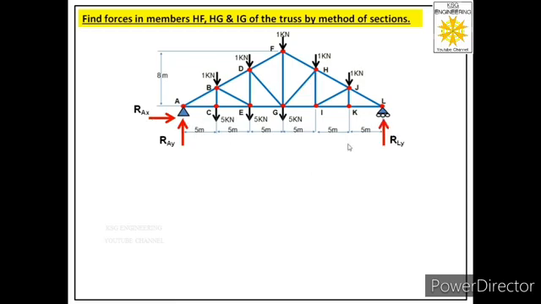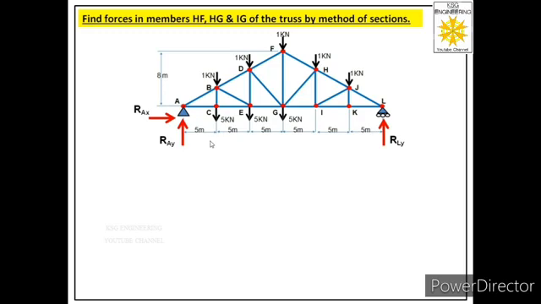Now let us label the reaction at the roller support, and we know the roller support provides only one reaction, that is normal to its surface, and for this reaction we have assumed its direction in the upward direction. Let us call this RLY, that is reaction at L in Y direction. So the first step is to identify the supports given in the truss and label the reactions provided by those supports.